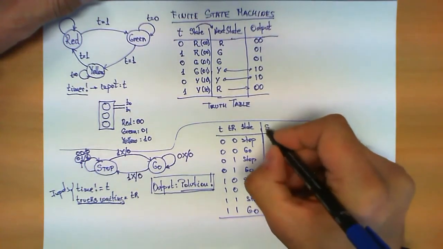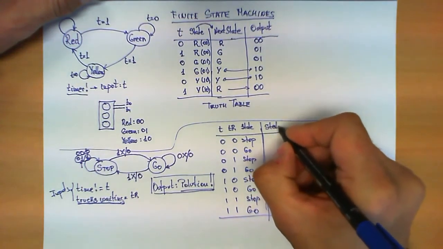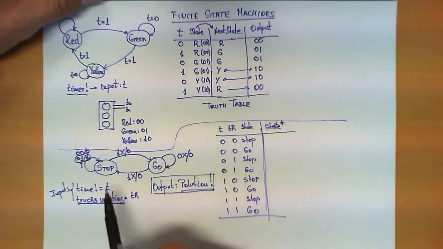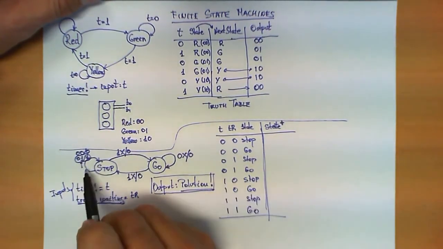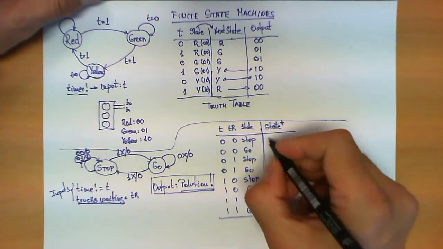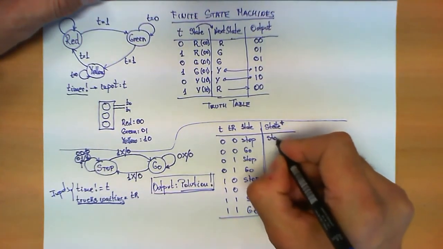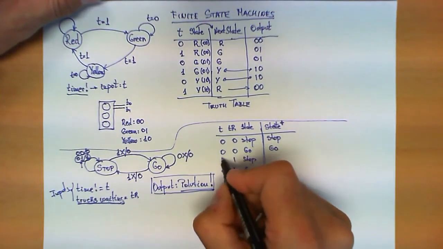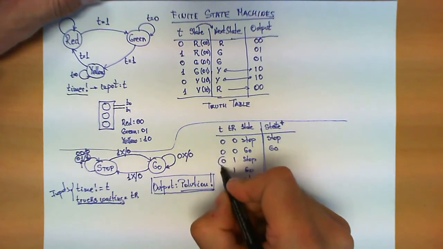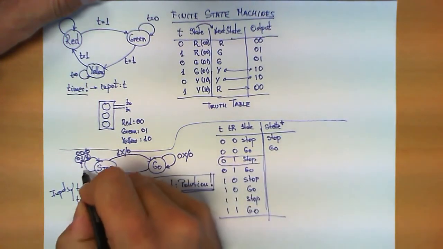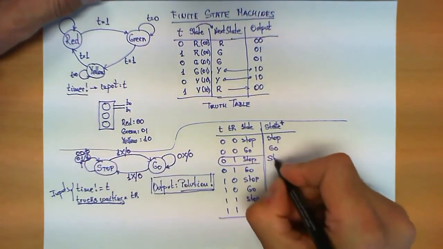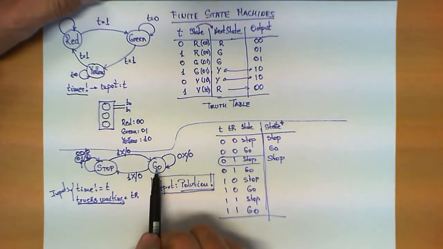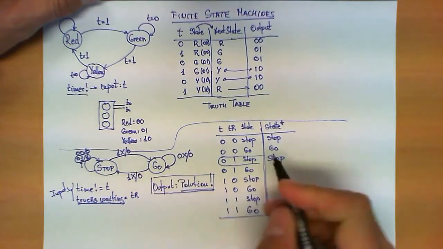And what we can do is calculate the next state. Let's write state plus. And we see that from a 0, 0, if we are in the stop, we make a transition to the same stop. 0, 0 go, we remain in go. 0, 1 stop, this is a very important one. 0, 1 stop corresponds to this transition, which means we're still in the state stop. 0, 1 go means that we are in this state and we have the value 0, 1, so we remain in go.